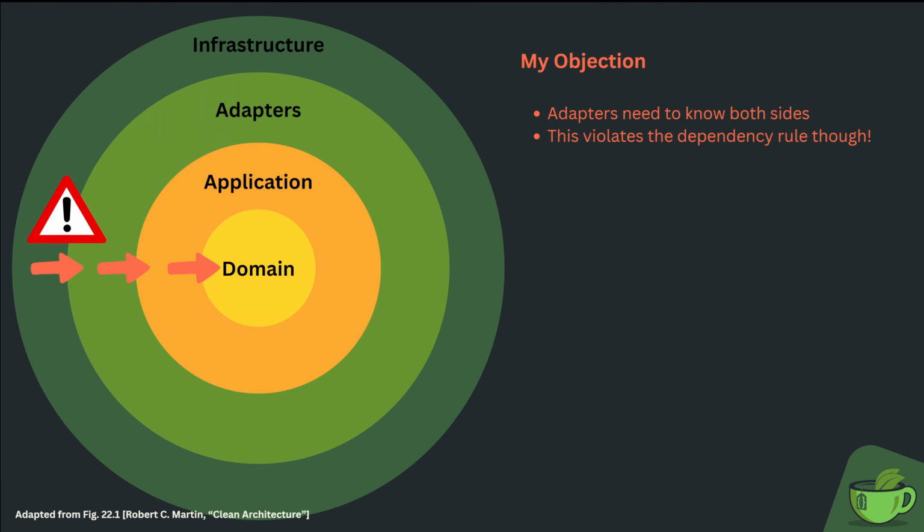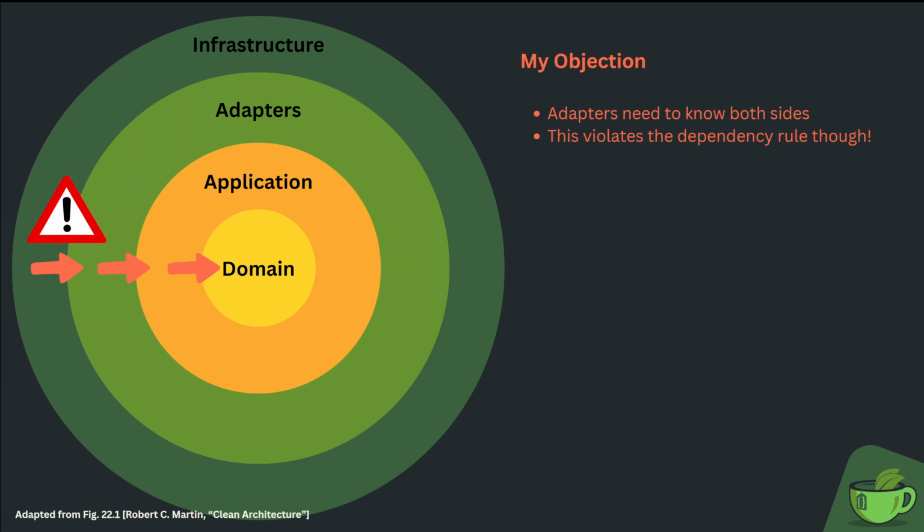But what didn't make sense to me is the following. How can the adapters layer be independent of the infrastructure layer if it needs to adapt the core to the infrastructure? Because this is exactly what the dependency rule states, right? Dependencies can only flow inward, so the adapters layer can never know the infrastructure. To me, an adapter only makes sense if it knows both sides.